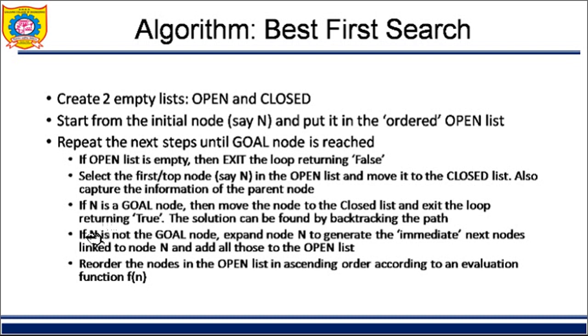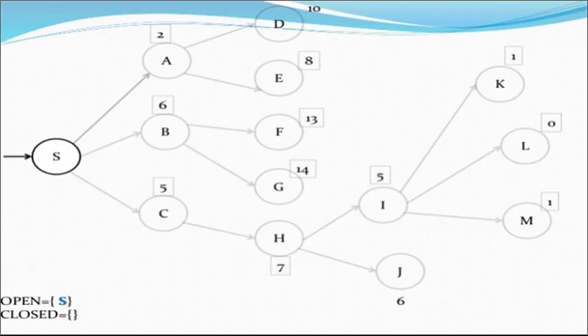If it is not the goal node, then you have to expand node n to generate the immediate next nodes. Expand it to find its children, that is, its successors, and put all the children in the open list. But in which fashion do you put them? In ascending order. Increasing order is better. Use the same way. We've already seen this with the help of an example.